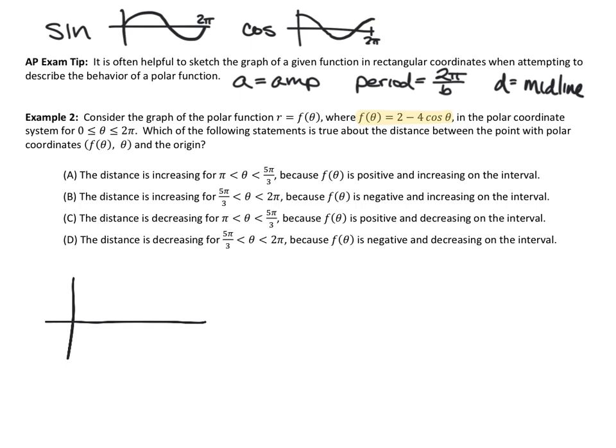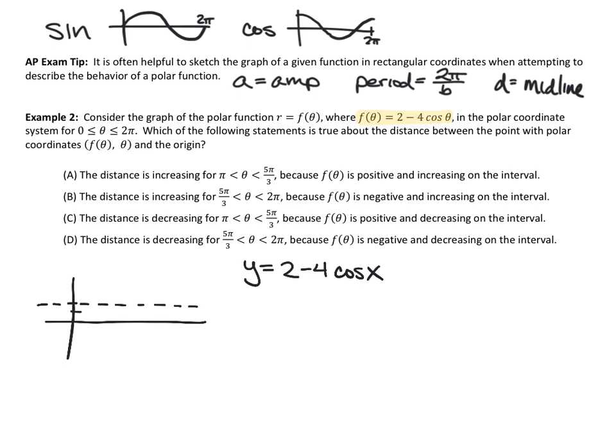Is there a change to the midline of this graph? Remember, we are plotting this time y equals, or f of x equals, 2 minus 4 cosine of x. Is there a change to the midline? Yes, it should go up to 2. So I have a midline at 2. So here's 1, here's my second tick mark, here's going to be my midline.